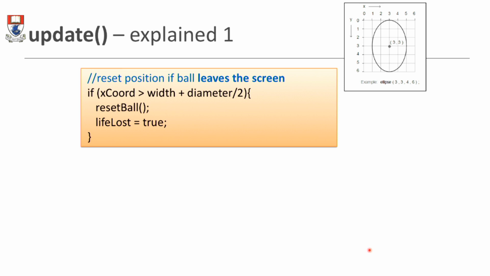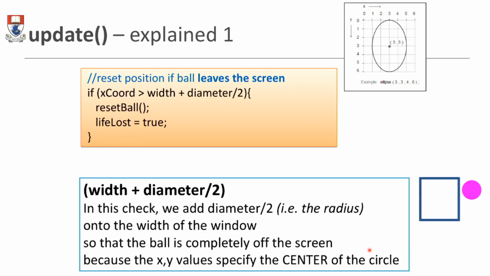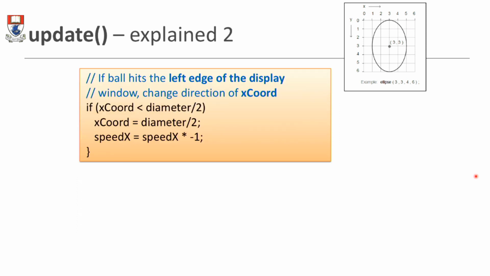If the x-coordinate is greater than the width plus the diameter divided by 2, and diameter divided by 2 is another name for radius, so if the x-coordinate is greater than the width of the screen plus the radius, then we reset the ball and life lost is true. We've looked at this one already. It's what we were talking about a moment ago regarding the center of the ellipse. Once it goes beyond the width of the screen plus the radius, you know you've gone off the right hand side.